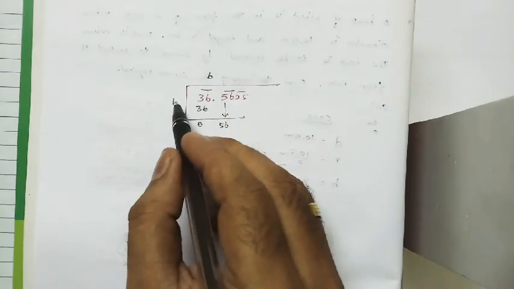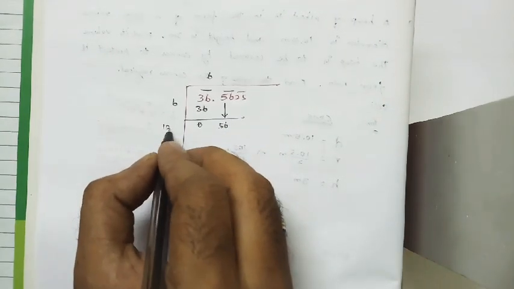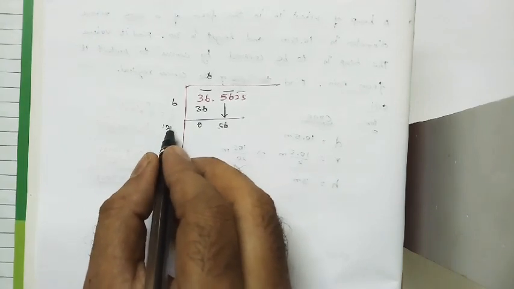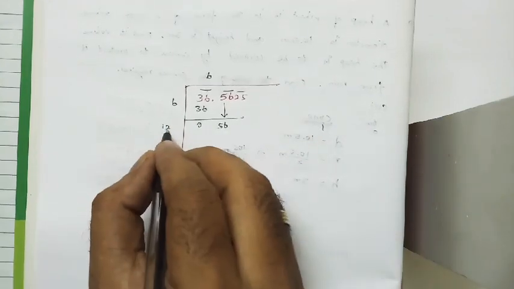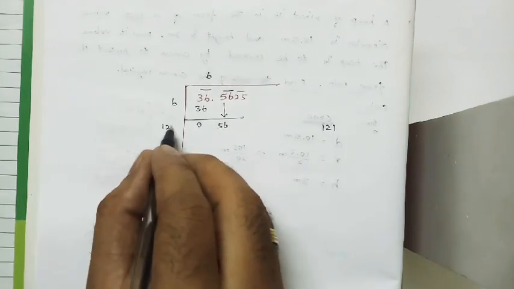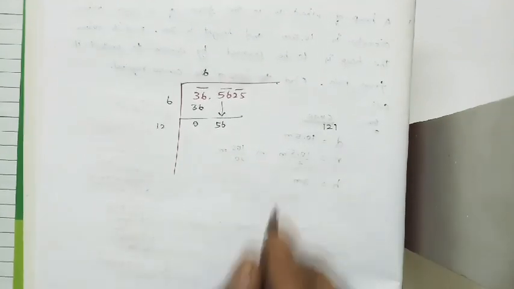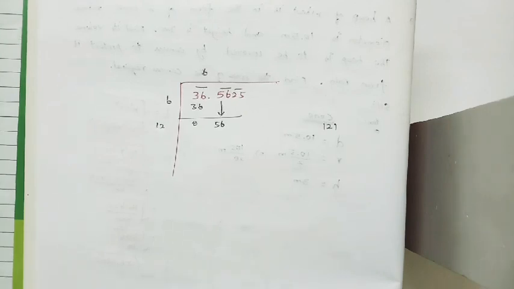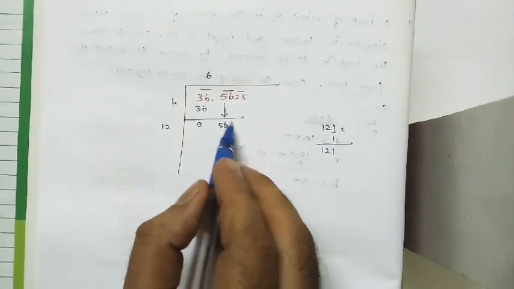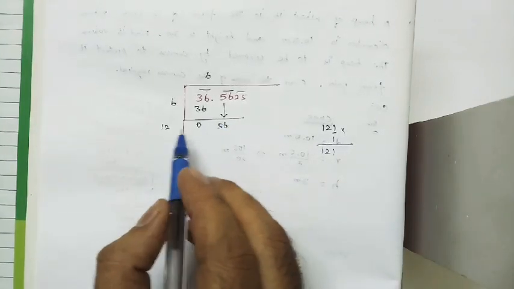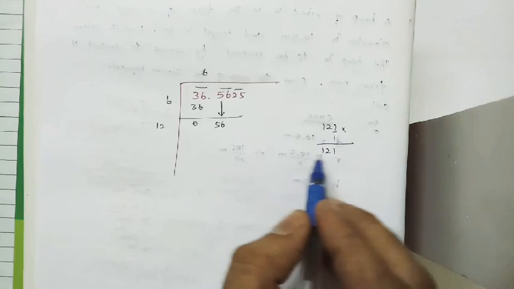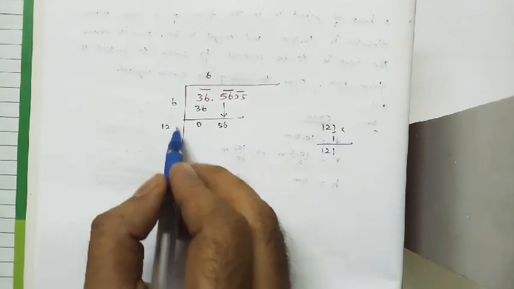Next we have to add these two numbers. 6 plus 6, 12, right? Whatever number we are using here, by the same number only we want to multiply. Suppose I'm just taking 1, then the 12 becomes 121, right? 121 into 1 is 121. I'm just taking 1, then it will become 121.